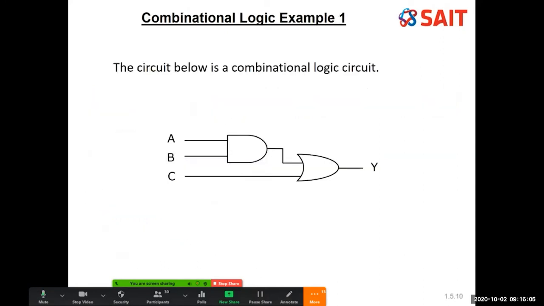So here's an example of a circuit, a nice simple circuit. I've got 3 inputs, 1 output. I've got 2 pieces of logic. And I've written this as a schematic.